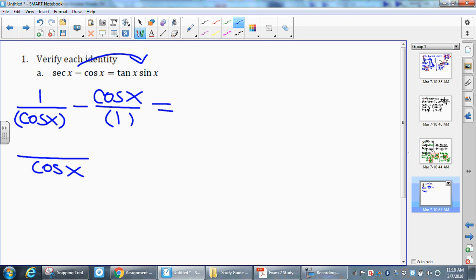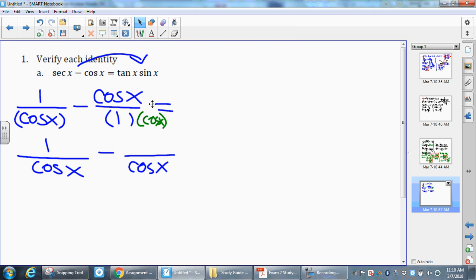The first fraction already has that denominator, so we don't do anything to the top. However, the second fraction, we need to multiply by cosine x because we want to have the exact same denominator here. So if we do that to the bottom, we have to do it to the top as well. So would it be cosine squared x or cosine x squared? Cosine squared x.